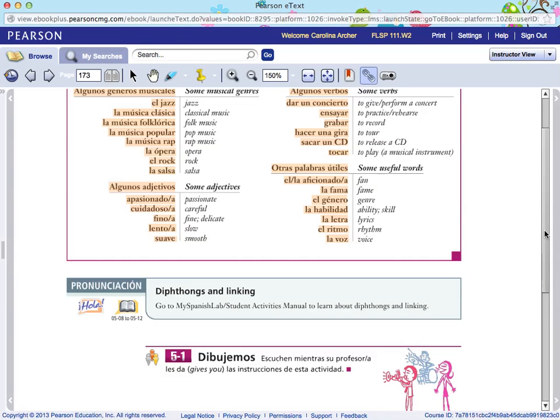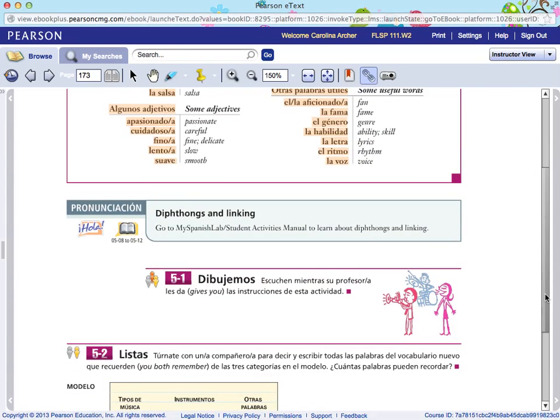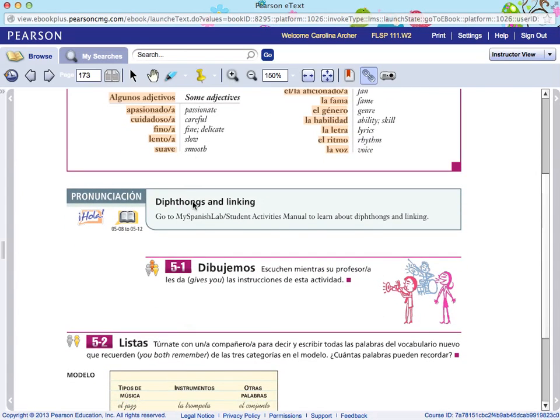And then some other useful words: el aficionado or la aficionada, okay? It means the fan. La fama, el género, la habilidad, the H is silent, la letra, the lyrics of a song is la letra, okay, it's in the singular form. El ritmo y la voz, okay? Muy bien. You also have a note in my Spanish lab about diphthongs and linking, okay?